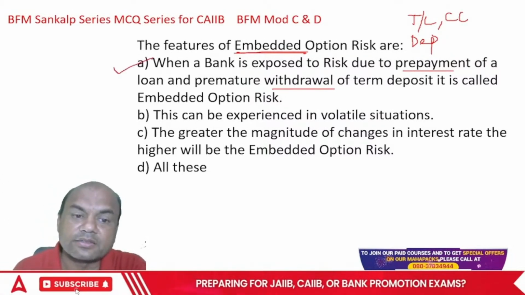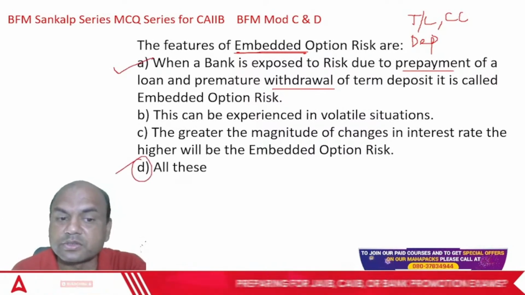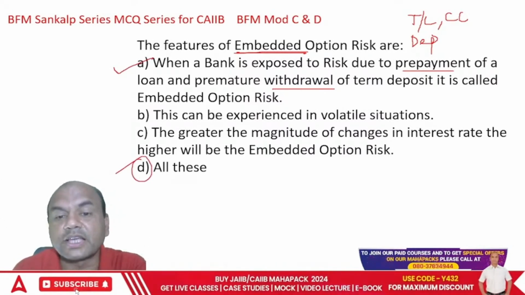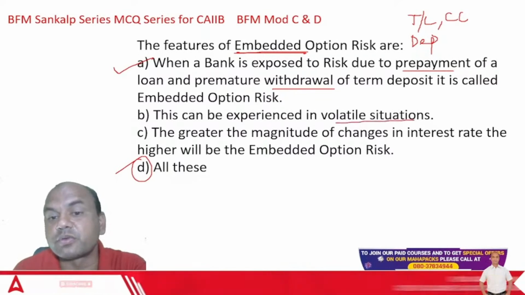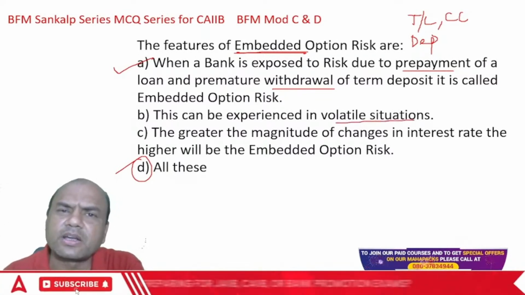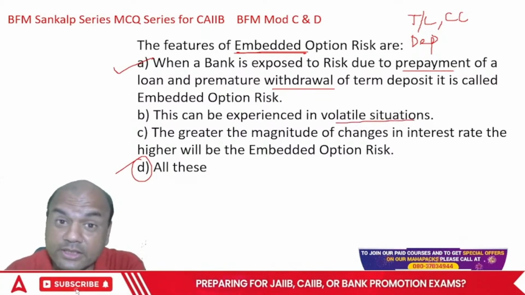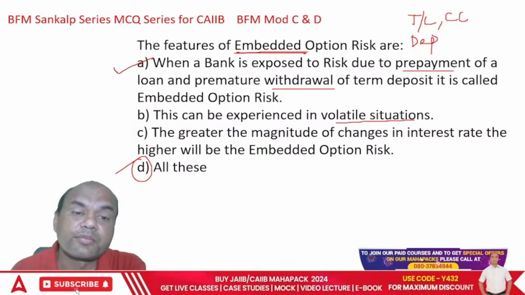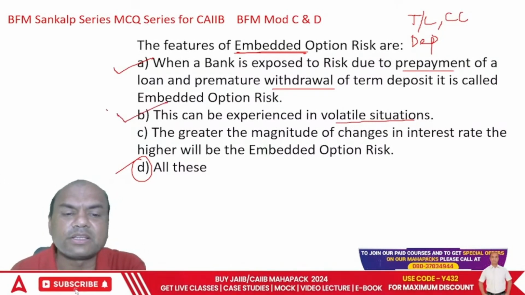So A is the answer, but there is an option of all of these also. Check this now. This can be experienced in volatile situations. Volatile means too much changing rate of interest. This generally happens in volatile. Okay, so B is also the answer. So obviously now D will be the answer.